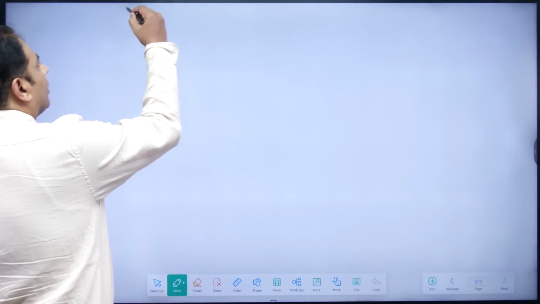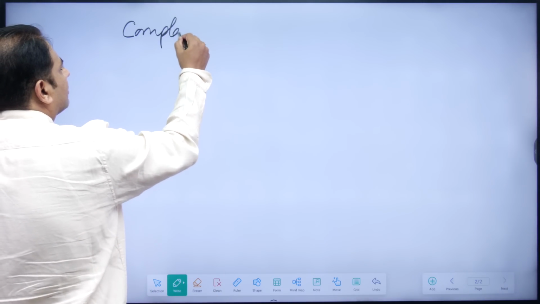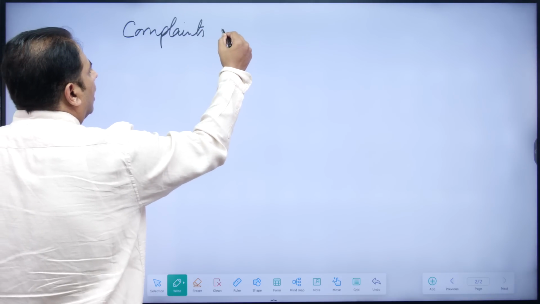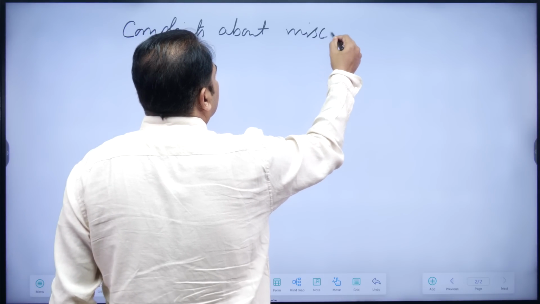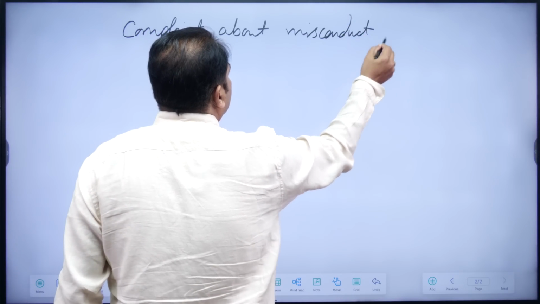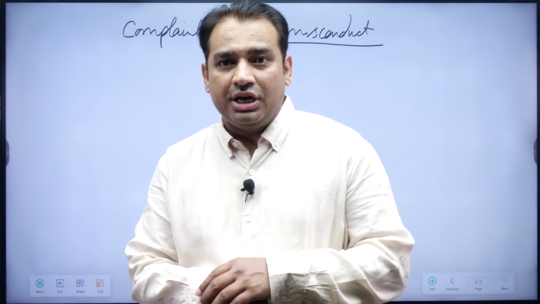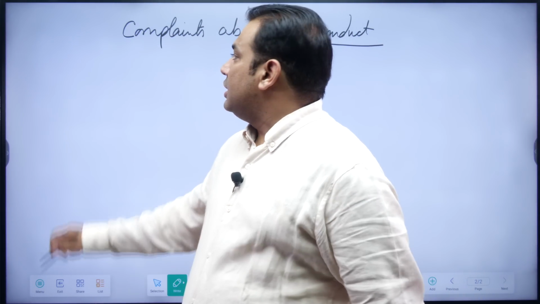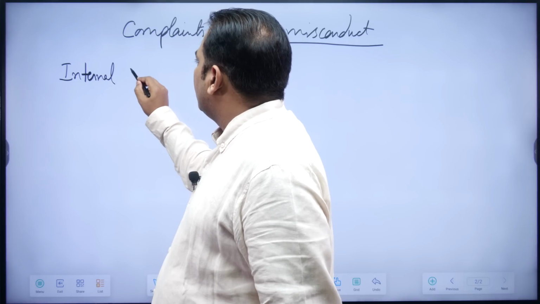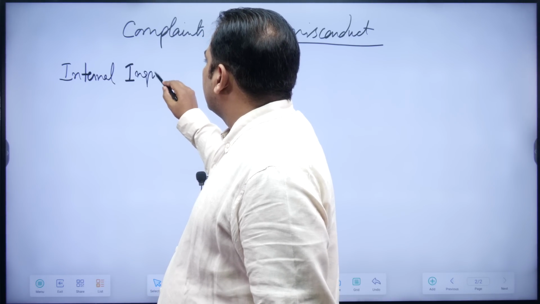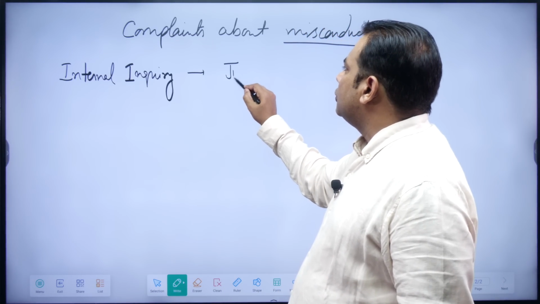First of all, when there are complaints about misconduct, this misconduct will become a ground for proved misbehavior, and there will be an internal inquiry. This internal inquiry will be done by the judiciary itself.